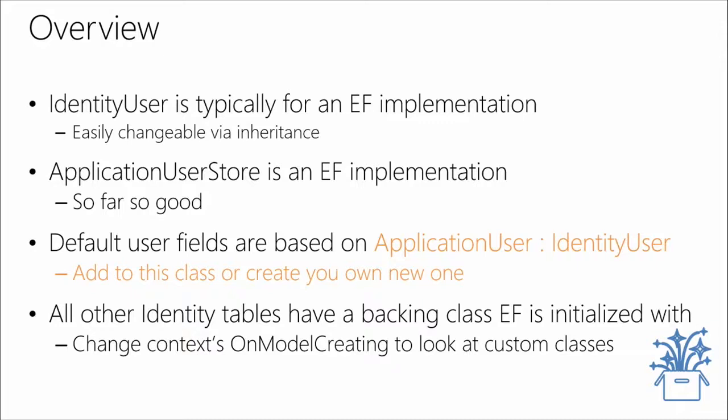All right, let's talk again about our identity user, our application user store. Identity user, we saw that happen to exist in the Entity Framework namespace for identity. So we can easily change that. We get an application user that inherits from that, and we're going to work with that. Application user store, that is also an Entity Framework implementation. We've already looked at that. That's the user store that we use to access anything for the user.